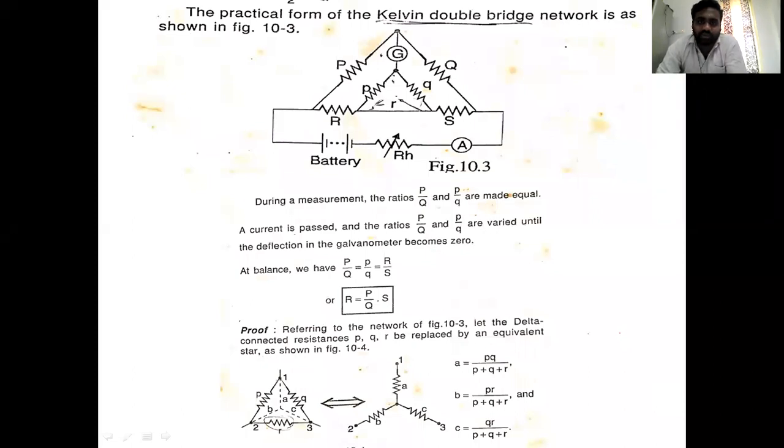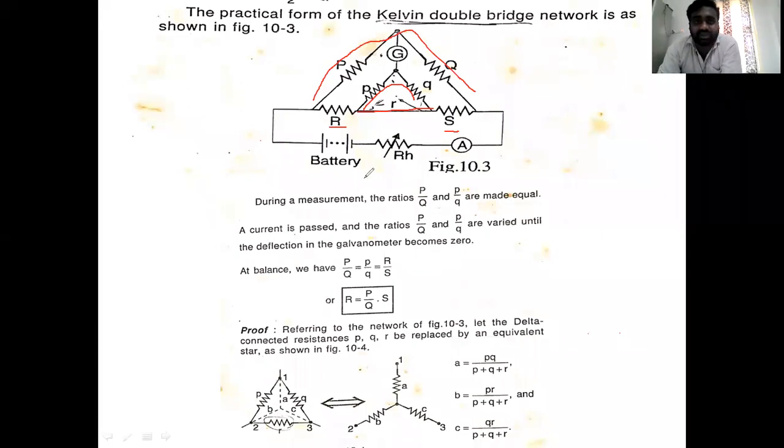In addition, what we did was connect an outer ratio arm. See, this is the outer ratio arm. Let me annotate. This entire thing is the outer ratio arm, and this is the inner ratio arm. Capital R is the unknown resistance, and S is the standard resistance, and this is our resistance segment.